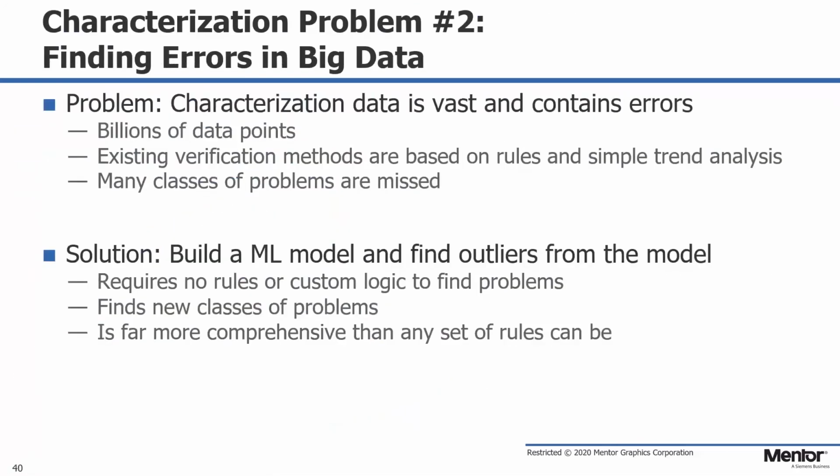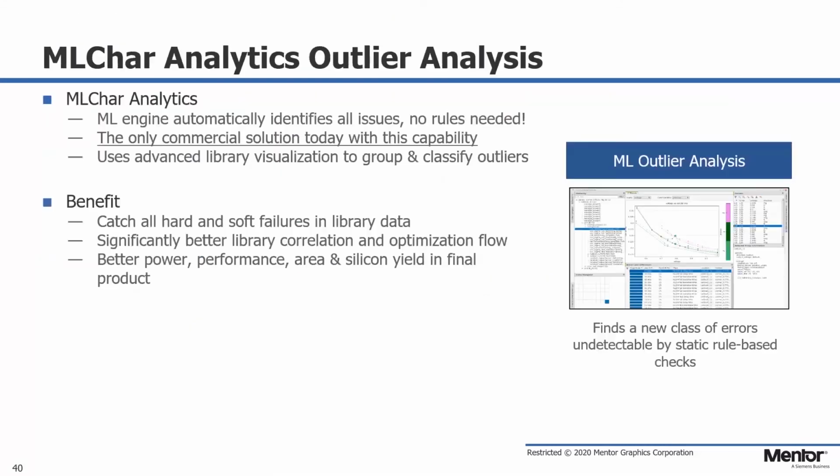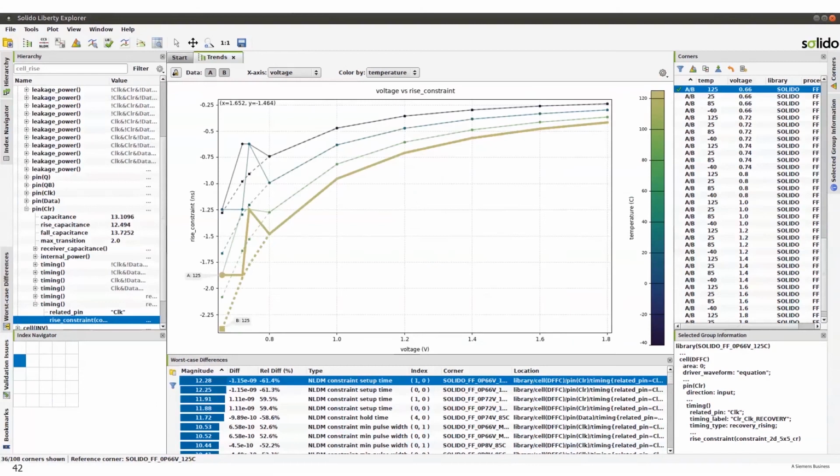So lots of cool things we can do there. We can also use machine learning and active learning to find errors in big data. So we've got something called MLChar analytics. What this does is it builds machine learning models from existing data, and it looks for points that don't follow the model, and it can report those, and you can go solve them.